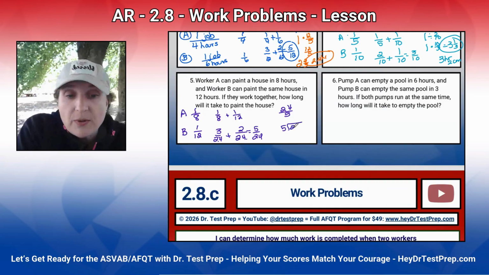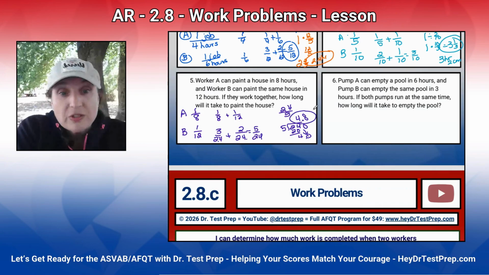So if we work that out, 5 can go into 24 4 times, with 4 remaining. 5 can go into 40 8 times. So it takes them 4.8 hours to paint the house.